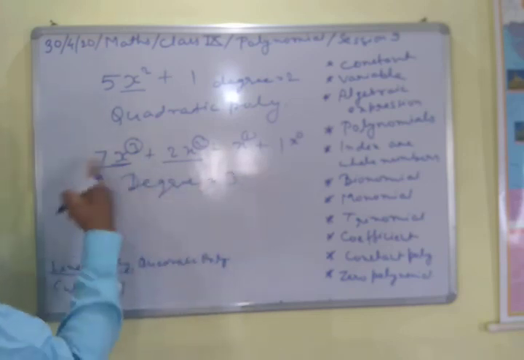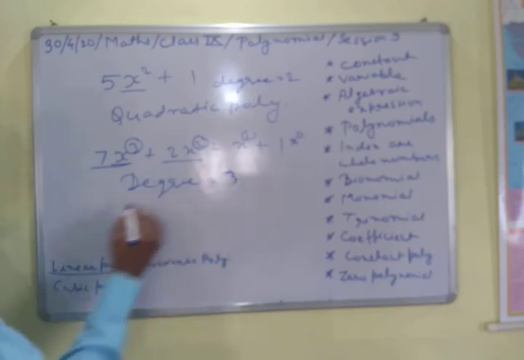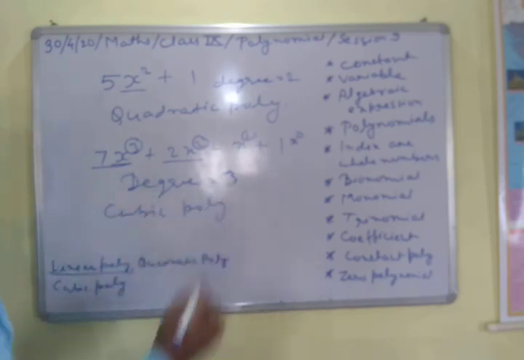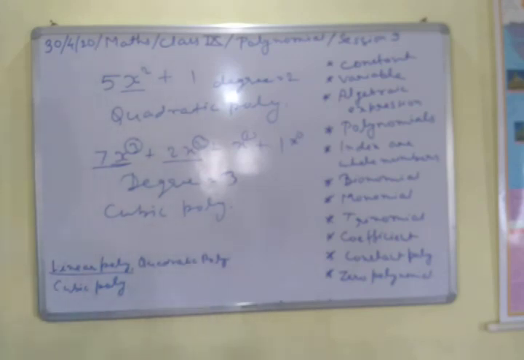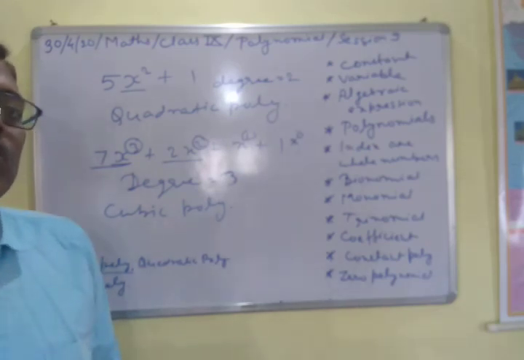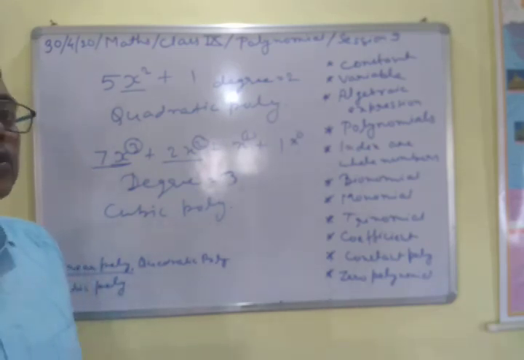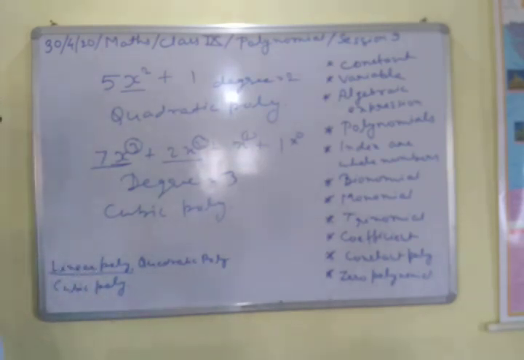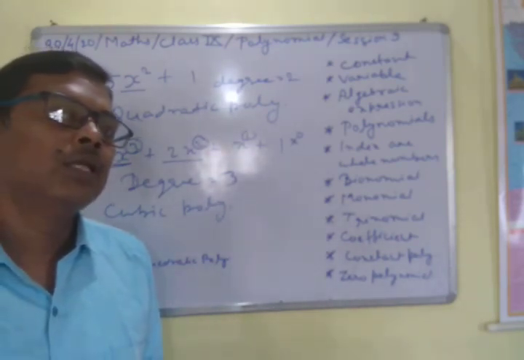Degree equal to 3 in this case, and because the degree is 3, this is called a cubic polynomial. When the degree is 1, it is called a linear polynomial. When the degree is 2, it is called a quadratic polynomial, and when the degree is 3, it is called a cubic polynomial. And when the degree is more than 3, then we simply name it a polynomial.